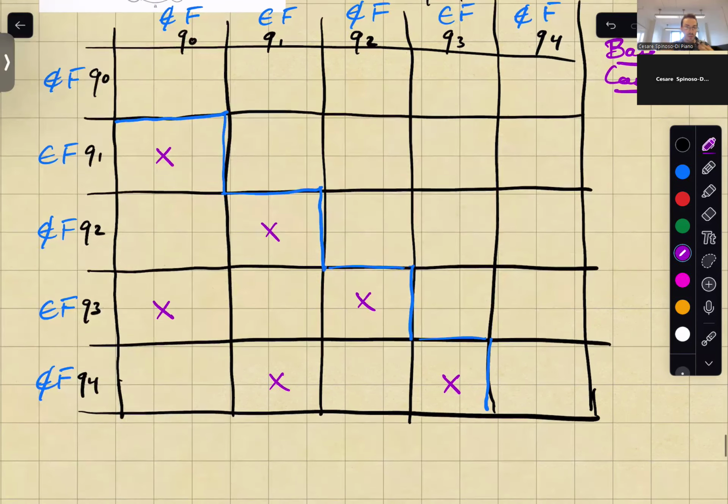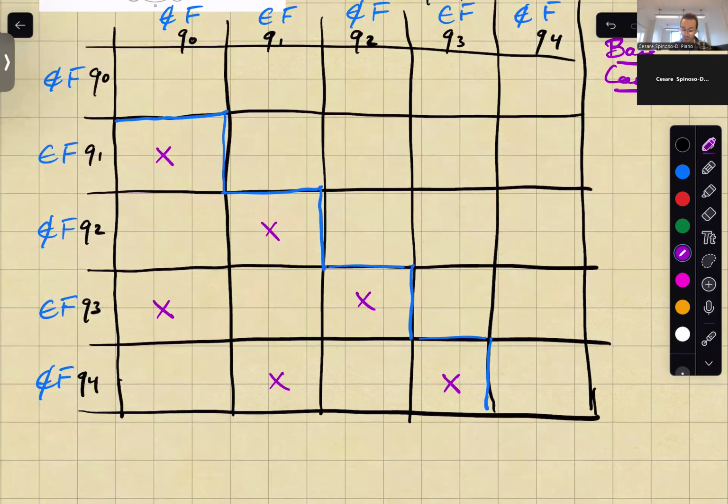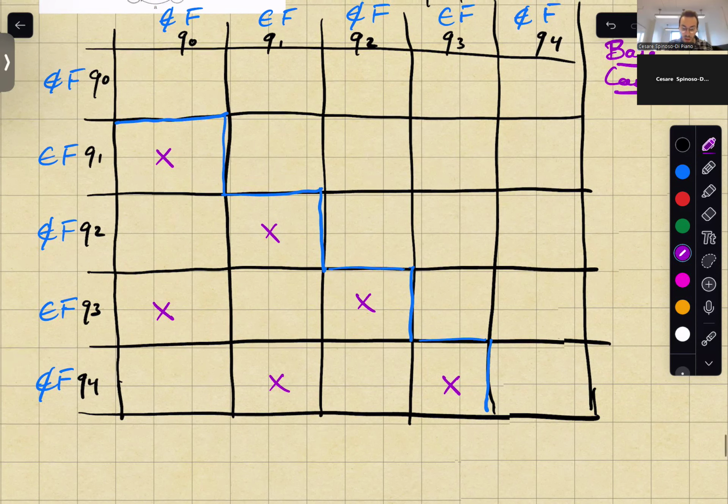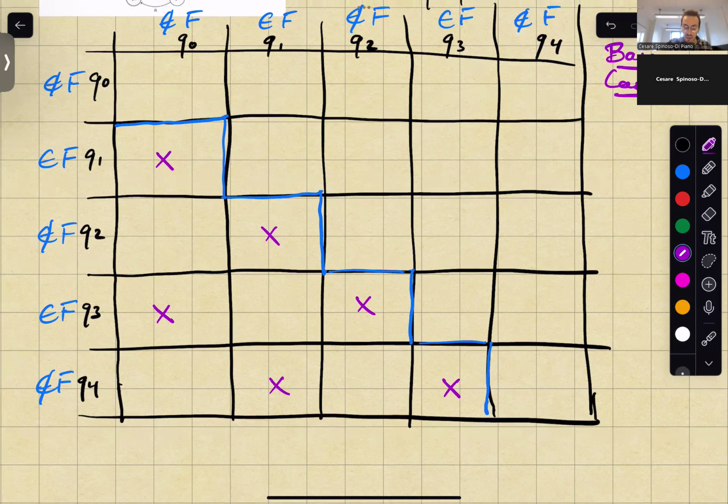Now the next thing to do is start doing the recursive case, where I'm checking whether, even though I'm both an accept state or both non-accept states, I might go to pairs of states that are distinguishable. So to do that, let's start with this entry here.